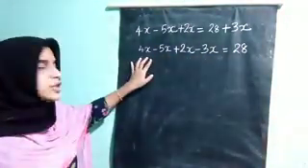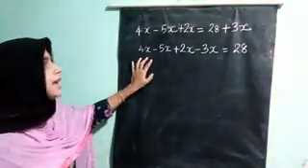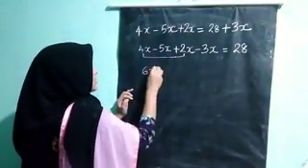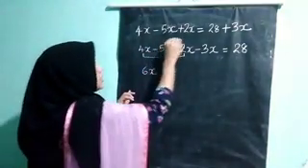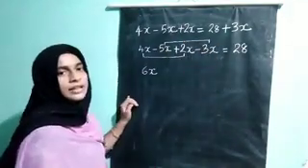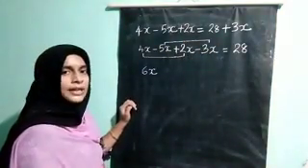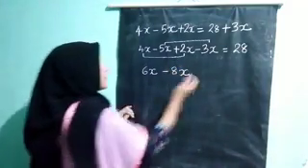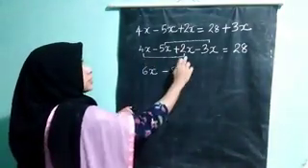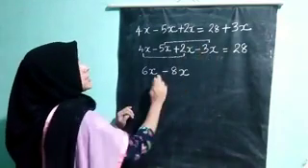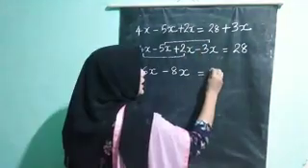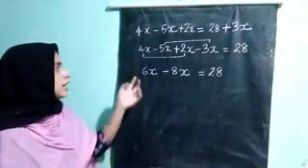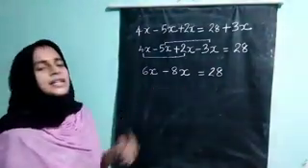How will we add? First, add the positive numbers. 4 plus 2, 6x. Now, minus 5 minus 3. Add and put negative sign. 6x, when you add these two, minus 5 minus 3, minus 8x equal to 28. Now you can see 6x minus 8x.